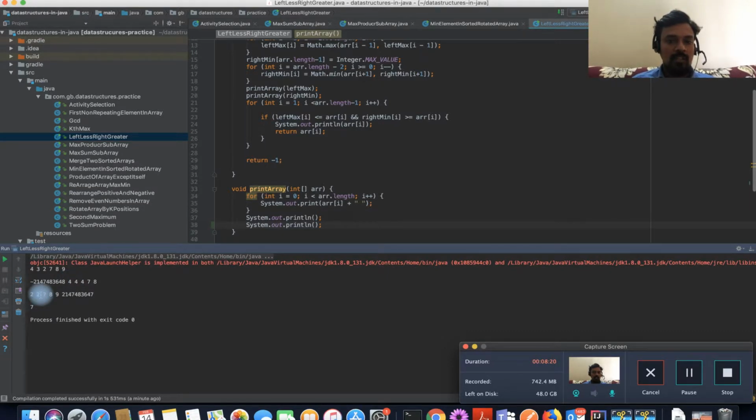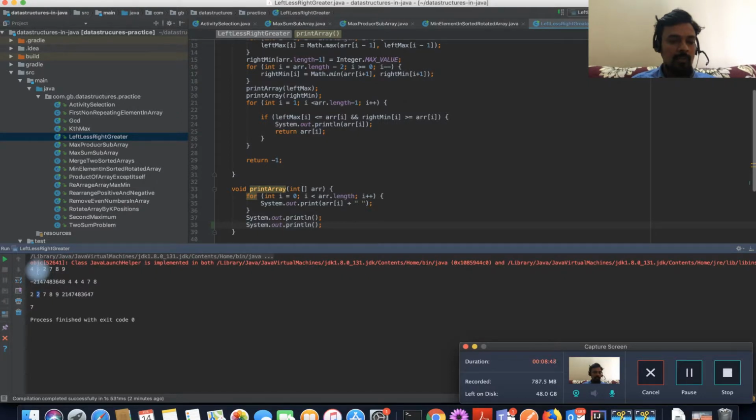So the condition goes like this: if left max of I, which is 4, less than or equal to ARR of I, which is 3, no, the condition is false. Let's move on. But even then we will check for the understanding purpose. If right min of I greater than array of I, if right min of I, which is 2, greater than ARR of I, no, false, we go to the next element in the step.